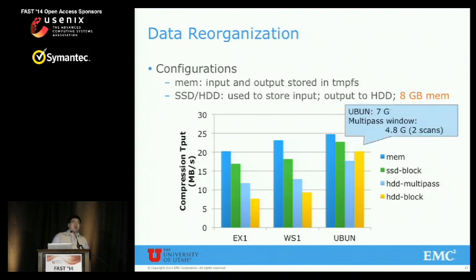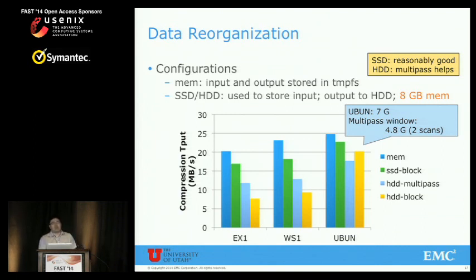One thing to note is that the European tool is a special case, in that its file size is only 7 GB, and we are using 8 GB of memory. And for the multi-pass approach, we use a 4.8 GB window, and it needs two scans. It looks like the page cache is doing a better job in this case. What we can learn from this is that for data reorganization, SSD gives reasonably good performance, and for the HDD case, we can use the multi-pass approach to improve throughput.